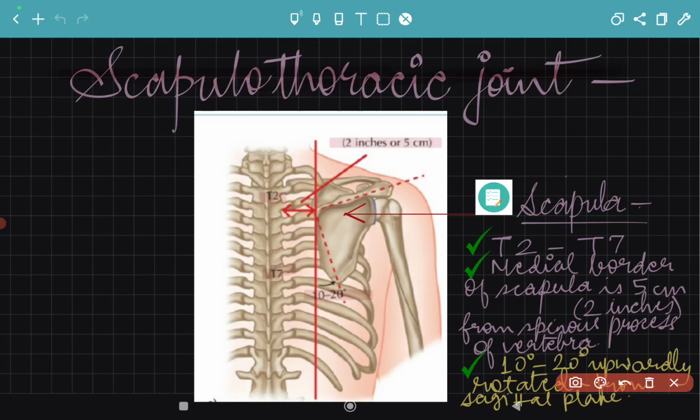In this diagram also we can appreciate the resting position of the scapula is such that it is 10 to 20 degrees upwardly rotated from the sagittal plane.